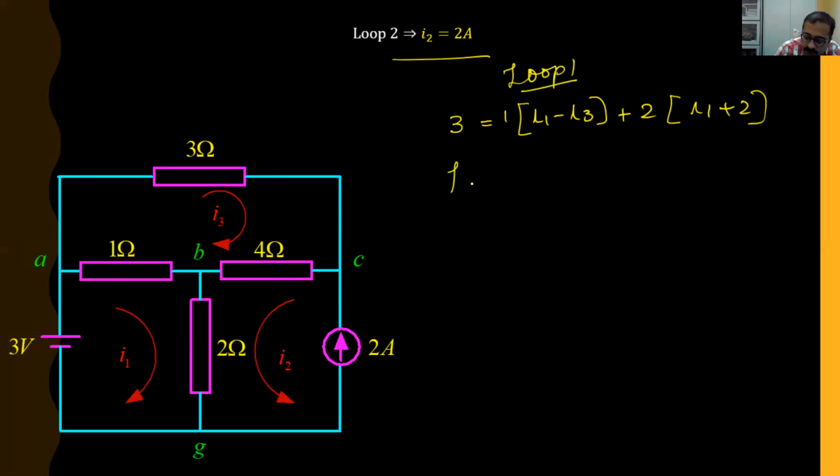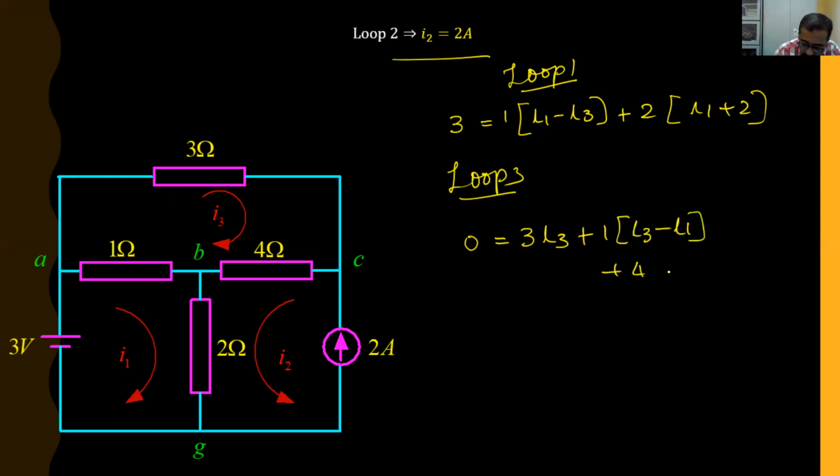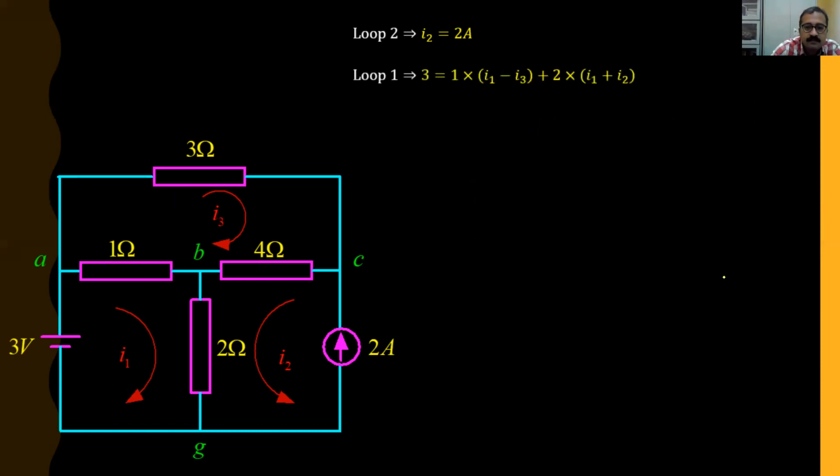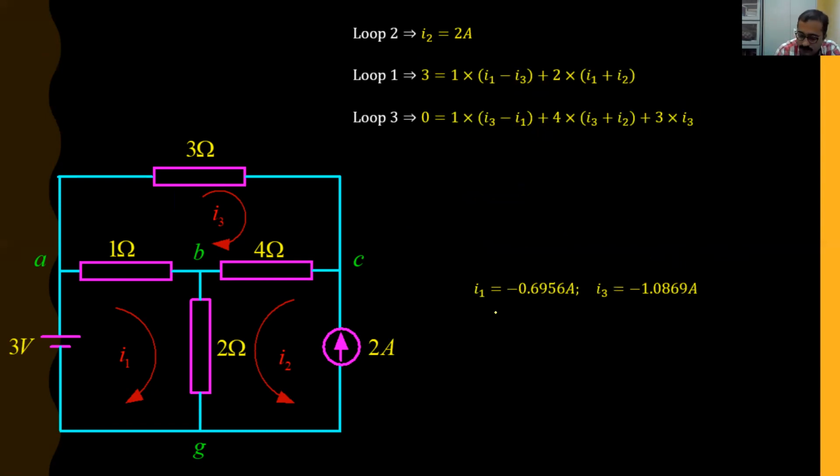And for loop 3, what will you get? Loop 3 will give 0 equal to 3 into I3 plus 1 into (I3 minus I1) plus 4 into (I3 plus I2). And I2 is nothing but 2 ampere. Okay, that's what we are getting here. So when you solve, you should get I1 as minus 0.6956 ampere and I3 as this.